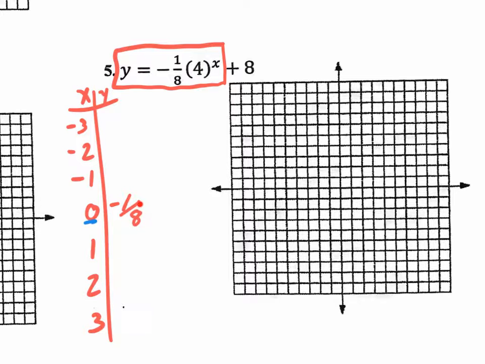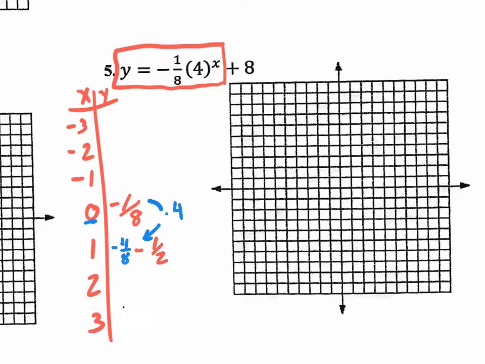So the -1/8, it's going to grow in a negative direction. All I have to do is multiply it by 4, and I'll get the next output. So if I multiply -1/8 times 4, I am going to get -4/8. Now -4/8 reduces down to -1/2. Are you with me? So that's the coordinate 1, -1/2.